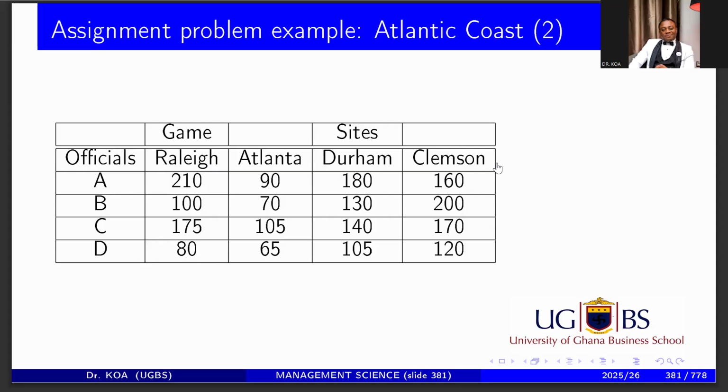Now, looking at the table, where should Team A officials go? Where do you think they should go? To cut down. Atlanta. Very good. What about Team B? Since Atlanta has been taken. What about Team C? Team C, same Atlanta. I won't ask you for Team B. So you can see that everybody has to go to Atlanta.